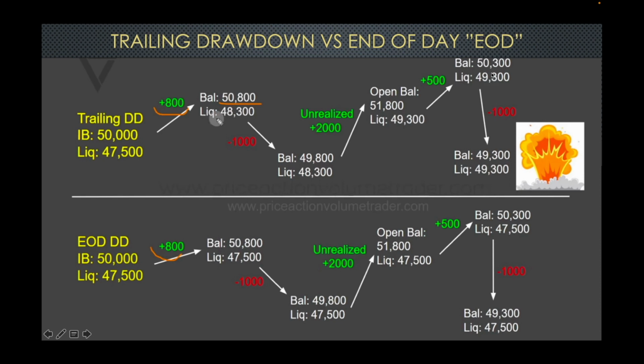In the trailing drawdown, you lose that $1,000, you blow your account, you're done for the day. With the end of day drawdown, you lose that $1,000, you're at 49,300. You still have $1,800 left if you want to continue to trade, or to say, okay, I'm going to call it a day. Tomorrow's another day. You still have $1,800. So that's the biggest difference between the trailing drawdown and end of day drawdown.